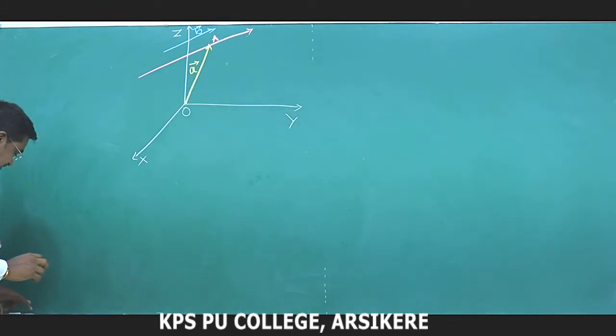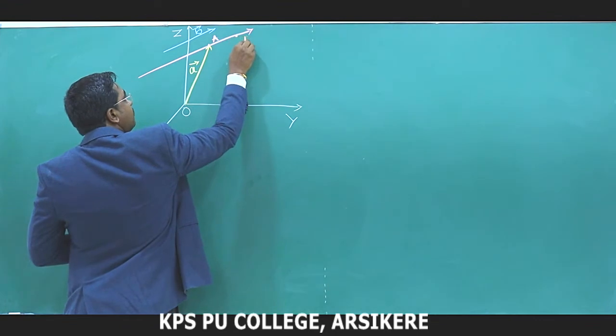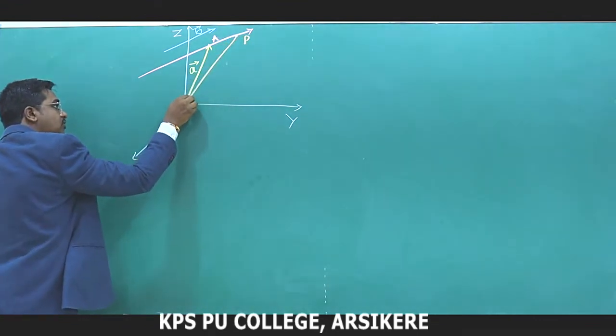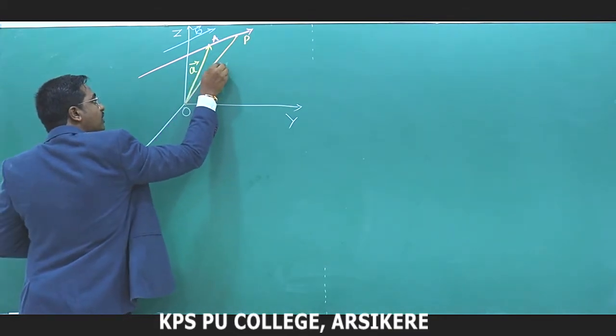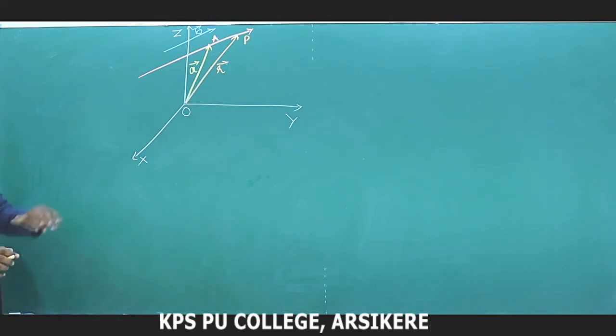So let P of x comma y comma z be an arbitrary point. This is your point P, I denote it. Corresponding position vector with respect to horizon, I will take this as vector R. This diagram is very important, so do the diagram work first.